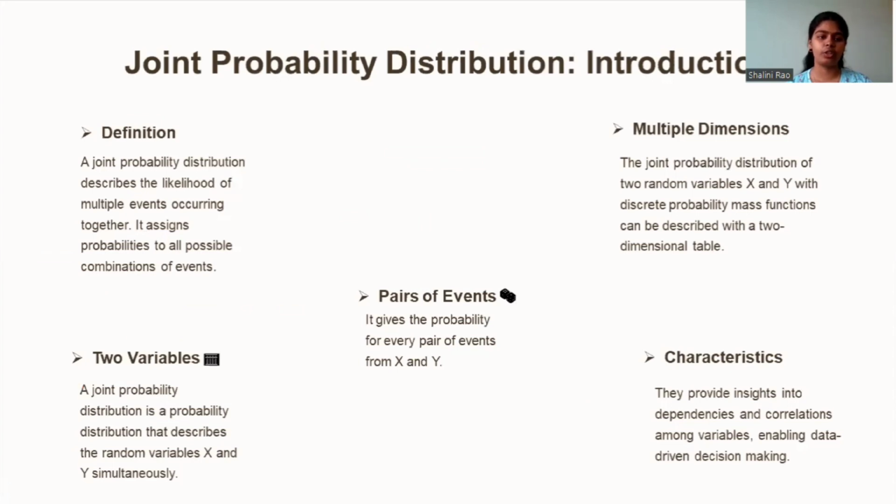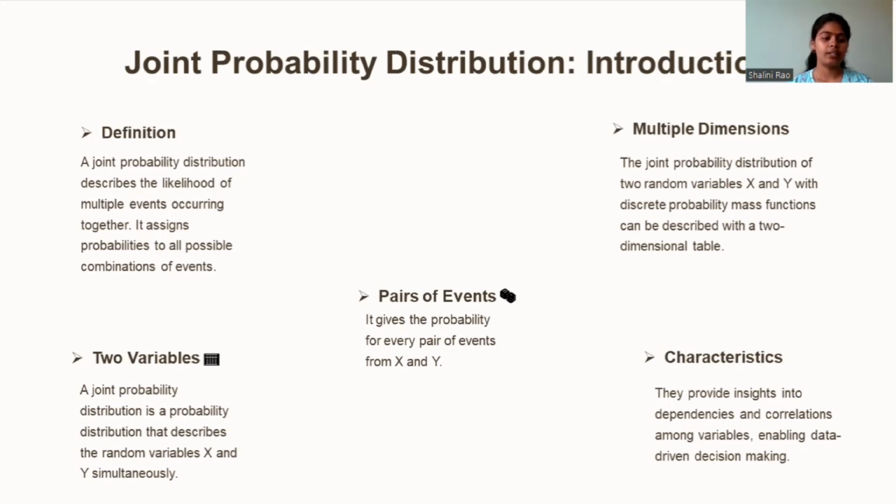Starting with the introduction of joint probability distribution. Definition: a joint probability distribution describes the likelihood of multiple events occurring together. It assigns probabilities to all possible combinations of events. Multiple dimensions: the joint probability distribution of two random variables X and Y with discrete probability mass functions can be described with a two-dimensional table. Pairs of events: it gives the probability for every pair of events from X and Y.